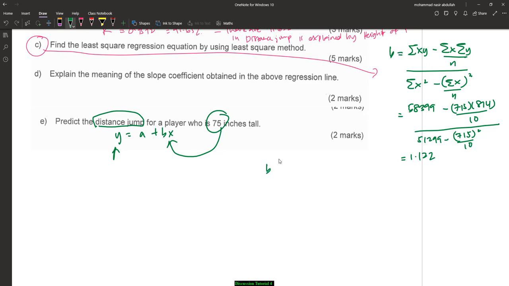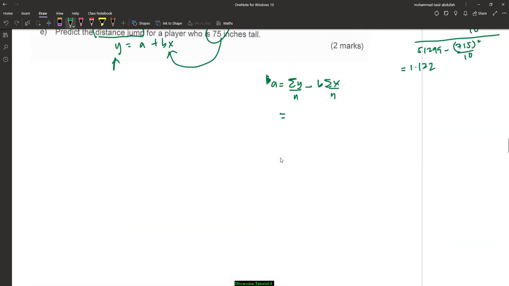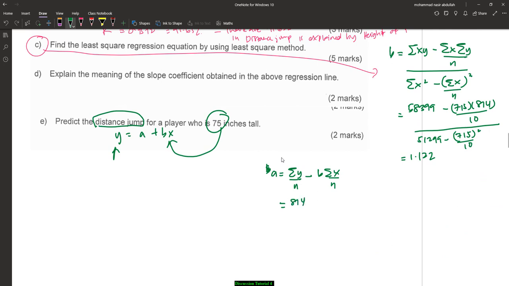So then you masukkan dalam A pula. A will be summation of y divided by n minus B multiply with summation of x divided by n. So you masukkan summation y is 814. So 814 divided by 10 minus 1.122 multiply with 715 divided by 10. Tak payah calculate manually, tekan dalam calculator, you will get 1.19.